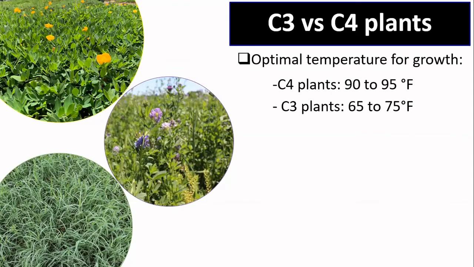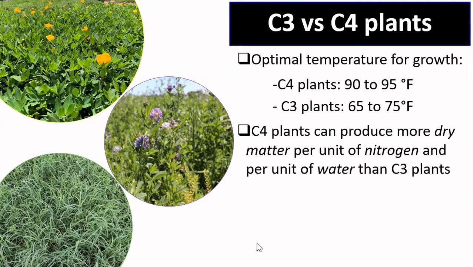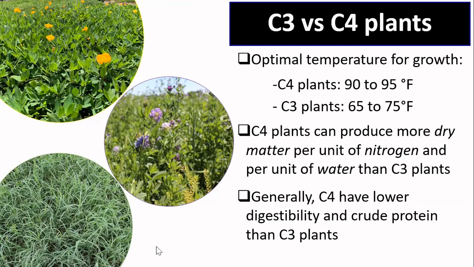A few main differences between C3 and C4 plants include optimal temperature for growth: for C4 plants, we are looking at a range between 90 and 95 Fahrenheit, as opposed to C3 plants, where the range will be between 65 and 75 Fahrenheit. Also, C4 plants are more photosynthetically efficient, and they can produce more dry matter per unit of nitrogen and per unit of water than C3 plants. However, C4 plants have lower digestibility and crude protein than C3 plants.